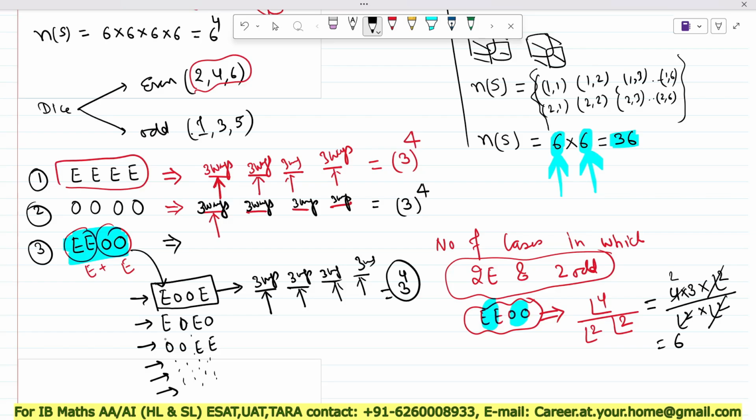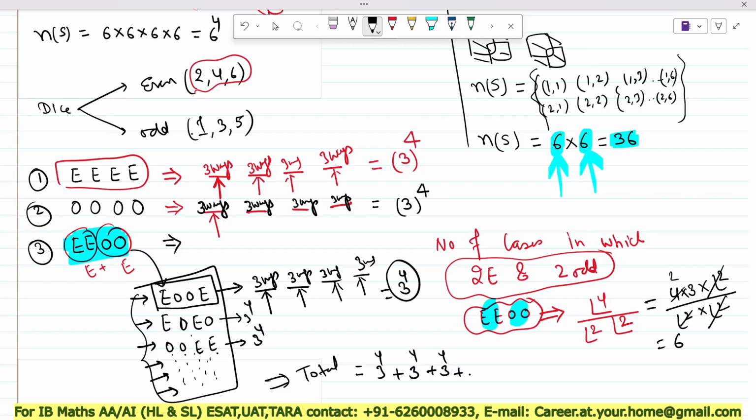But now I will have a total of six cases here. There are six such cases, and in all of these you have the same count, 3 raised to power 4. If you analyze this, 3 ways, 3 ways, 3 ways, 3 ways, so you will have 3 raised to power 4 ways. So how many total ways for this case? You will have 3 raised to power 4 plus 3 raised to power 4 plus 3 raised to power 4 and so on, added six times because we have six cases. So it should be 6 into 3 raised to power 4. Are you getting this?